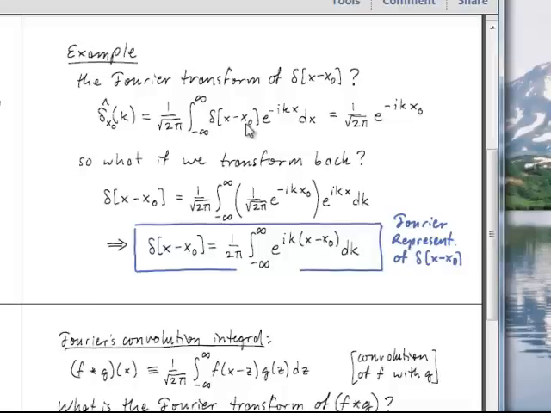Okay, so here is by definition what we're doing when we take the Fourier transform. There's the function, the delta of x minus x naught, and we have e to the minus ikx. We're going to integrate out all values of x from minus infinity to infinity. And of course, the only one that's going to contribute is x naught, because it's a delta function. And so we get 1 over square root of 2 pi e to the minus ikx naught. Okay, so this is the Fourier transform of a delta function centered at x naught.